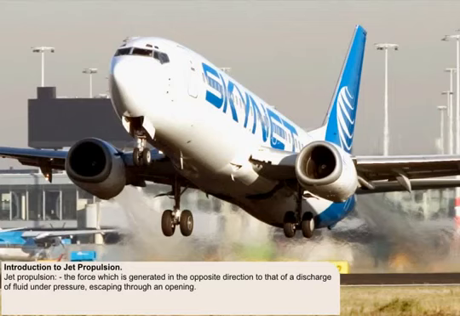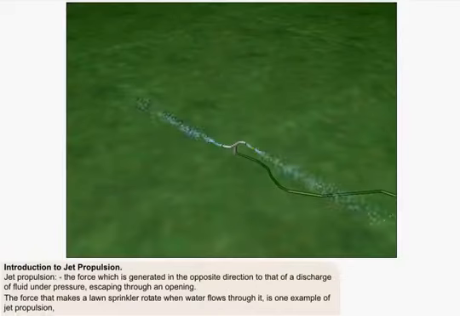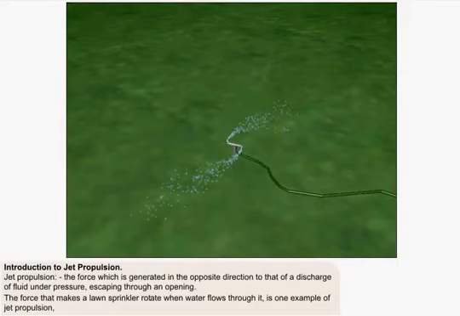Jet propulsion can be defined as the force which is generated in the opposite direction to that of a discharge of fluid under pressure escaping through an opening. The force that makes a lawn sprinkler, similar to the one shown here, rotate when water flows through it is one example of jet propulsion that is readily apparent in everyday life.